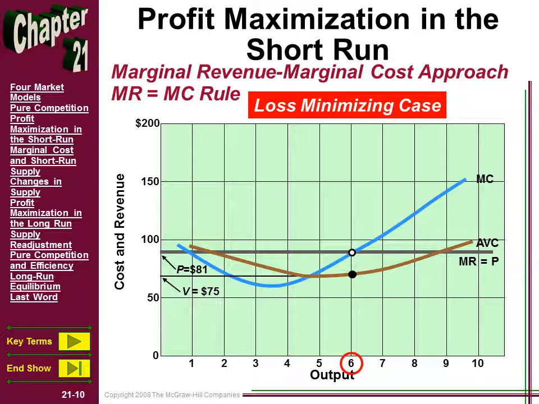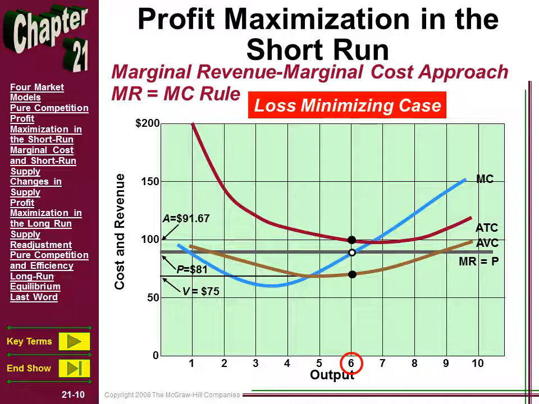But the bad news here is that price has fallen below average total cost. All right, so let's look at the information on the PowerPoint slide and talk about the loss minimizing case. This firm can sell as much as they want or as little as they want at $81 per unit, based on their cost structure for this month. If producing is preferable to shutting down, this firm should produce 6 units of output, where MR, marginal revenue, $81, is greater than or equal to marginal cost. So we know they should produce 6 units of output.